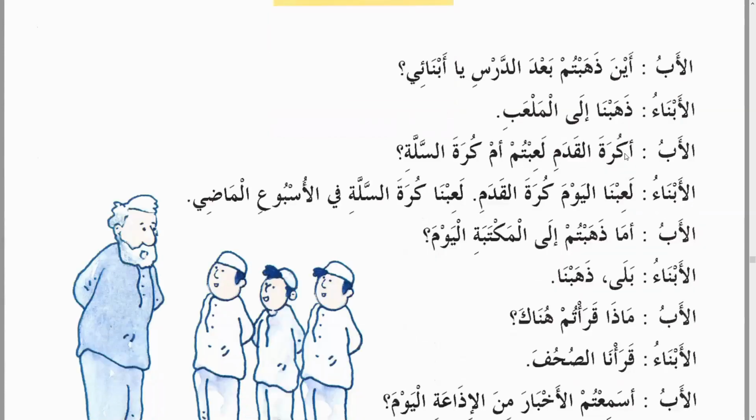Next, the father says, أكرة القدم لعبتم أم كرة السلة. Did you play football or did you play basketball? لعبتم. Right? Did you all play? So tum, anytime we find it on a verb, it means you all. Did you all play or did you all do something? فعلتم, فعلت, فعلتما, فعلتم. Did you all play football or did you all play basketball?